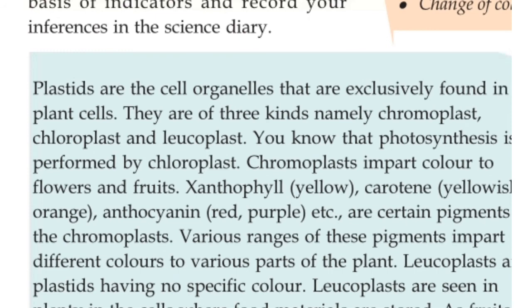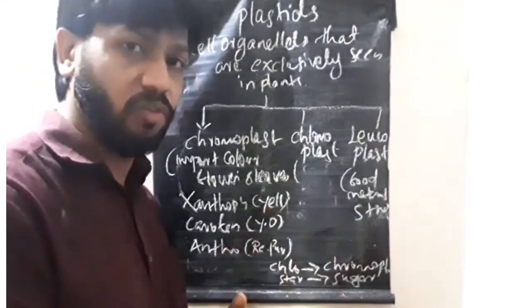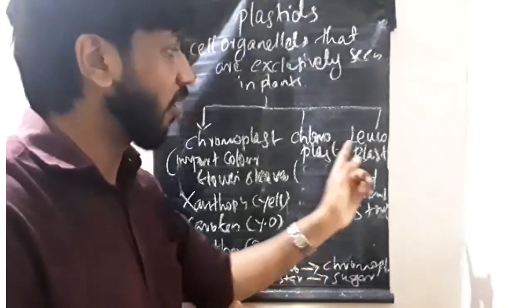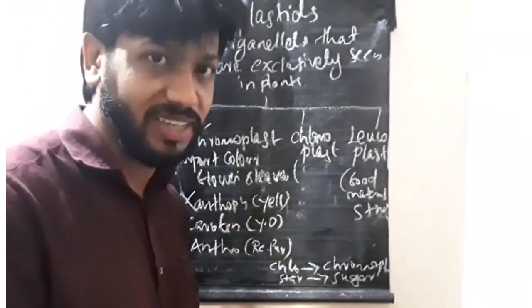Each plastid performs different functions. Chloroplast changes to chromoplast when fruit ripens. Then leukoplast, where we can see food materials stored in plants.